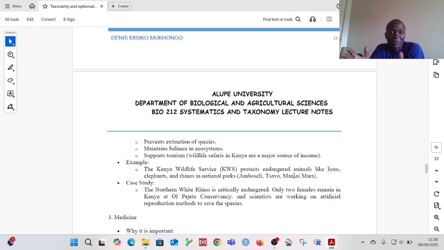Then you remember when we were talking of balance in the ecosystems, in the fundamentals of ecology. Then three, we want to support tourism. You want to maintain wildlife so that people can come, waangalie the wild animals, visit the parks, so that we can have a what? Source of revenue.